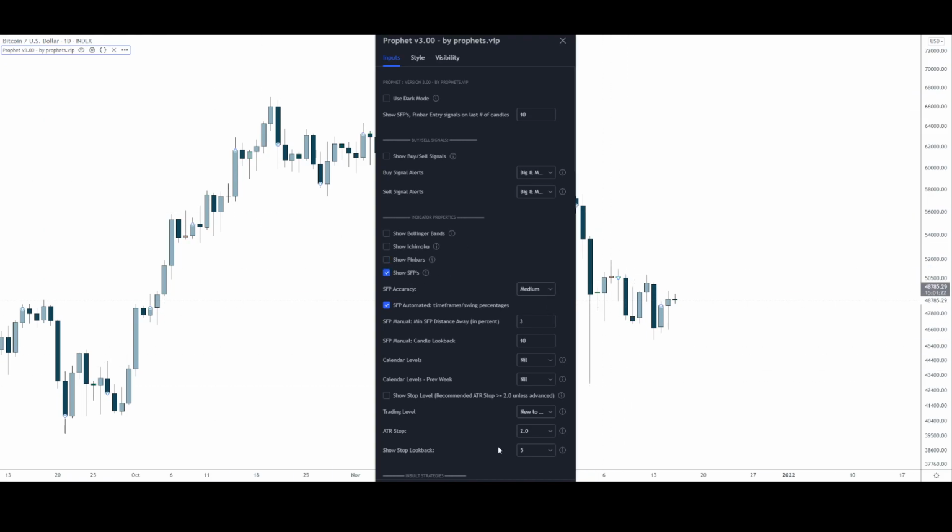Next up is SFPs. The SFPs, this is a new feature. It's not perfect. We will continue to do our best to work on this one. So far with the data that we have got and the testing that we've done, this is where we're up to so far, but this will be a work in progress. So you've got different accuracy levels of the SFPs. You've got the high, medium, and low. By default, it's on medium.